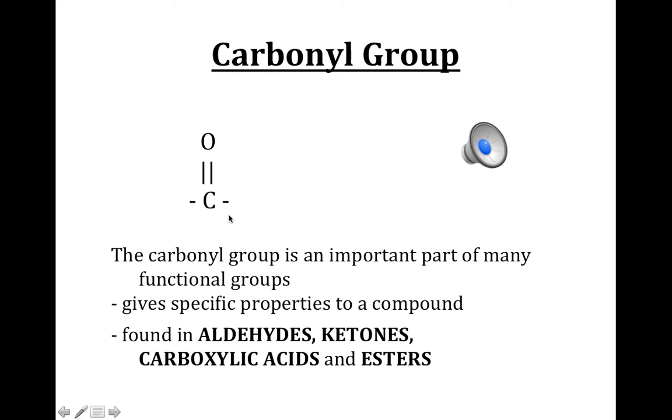Now the carbonyl group is one we're going to run into a bit. It's going to have a trigonal planar structure, 2 bonds here for the carbon and a double bond to an oxygen. We find it in things like aldehydes and ketones, and we sort of find it in carboxylic acids and esters. There's a slightly different name for them.